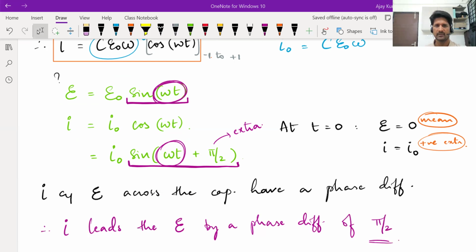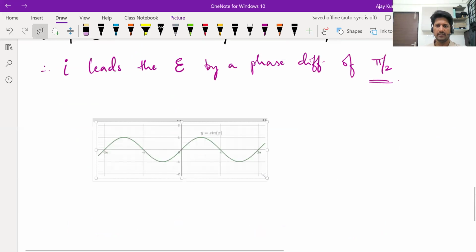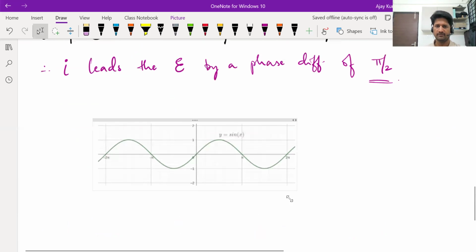Yes, sir. Okay. Let us visualize the graph also. Now this is the graph of y equal to sine x. Simple graph.